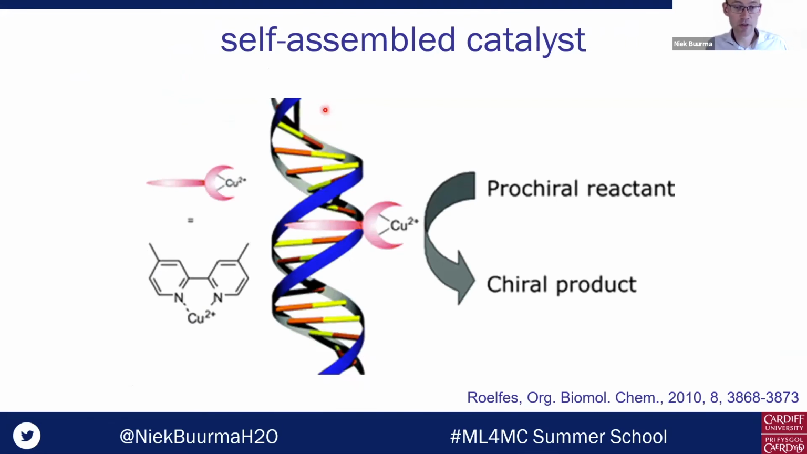Similarly, you can use a self-assembled catalyst. And this is work from the University in Groningen, where people use intercalators to put a copper center in proximity to the DNA. And then if you have a prochiral reactant, the fact that the copper is now in a chiral environment provided by the DNA means that you can actually get enantiomer selectivity from your reaction.